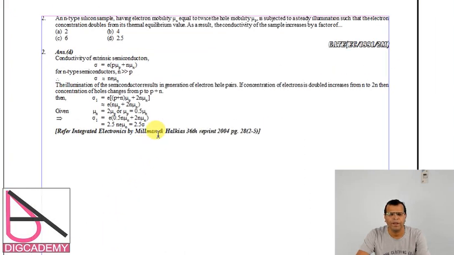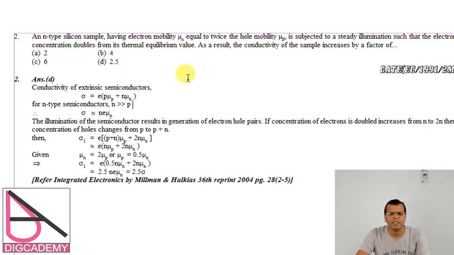So now the next question, let us see. An N-type silicon sample having electron mobility mu n equal to twice the mobility of holes is subjected to steady illumination such that the electron concentration doubles from its equilibrium value. As a result, the conductivity of the sample increases by a factor of what? You have to see the effect on the conductivity when electron mobility is twice the mobility of holes. So this is what you have. For an extrinsic semiconductor, it is N type, so I am taking sigma approximately equal to N into mu.